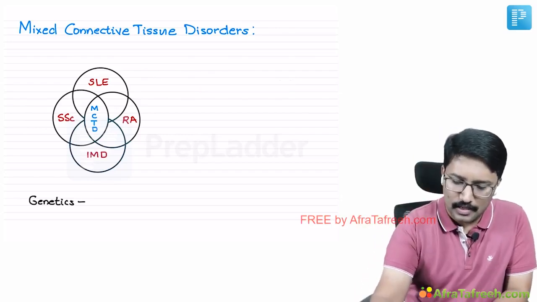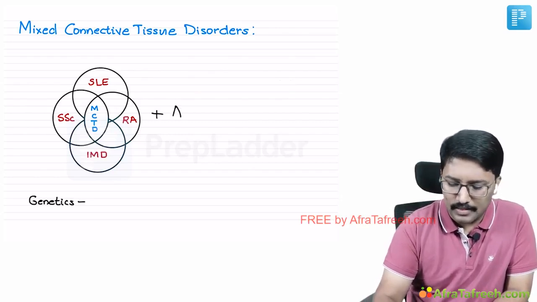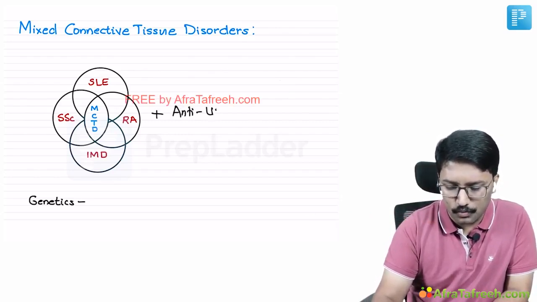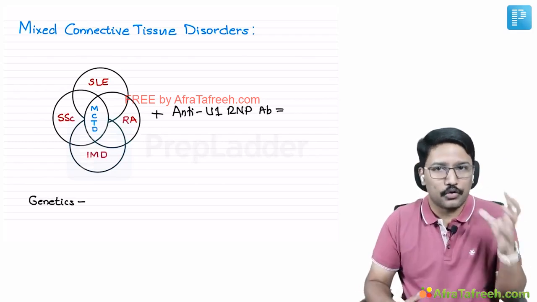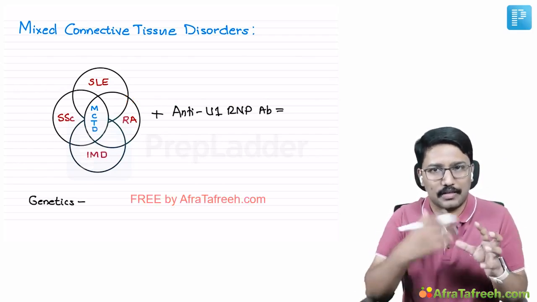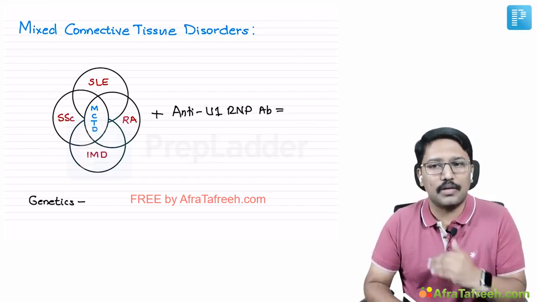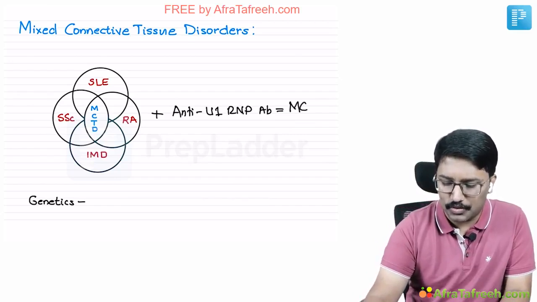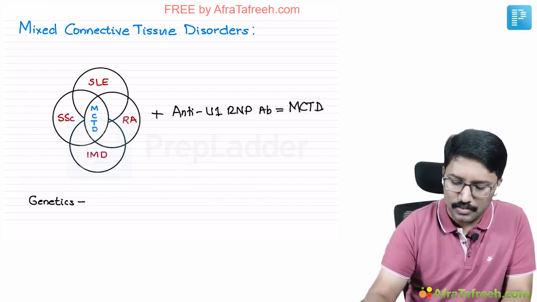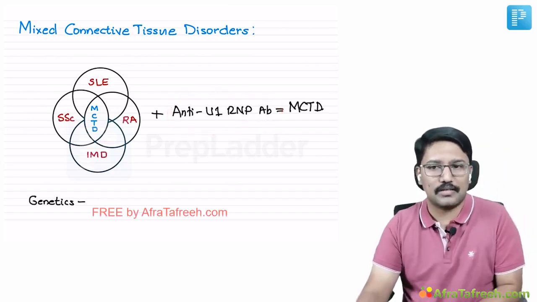Apart from that, they are usually positive for an antibody known as anti-U1 RNP antibodies, right? So when you have this characteristic combination of 4 autoimmune rheumatological disorders, clinical features of all of them, SLE, SSc, RA and IMD, plus the antibody which is U1 RNP antibody, that is what qualifies to be called mixed connective tissue disorder. So this antibody is very characteristic of it, not specific, we will discuss more about it, but it is characteristic of it, right?